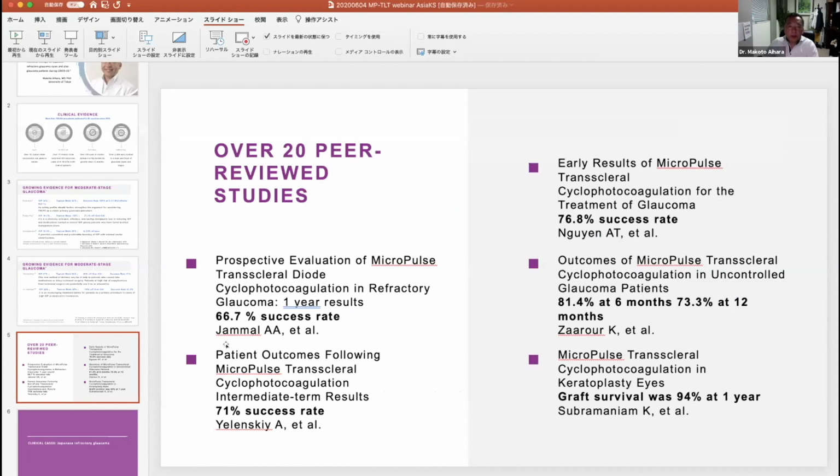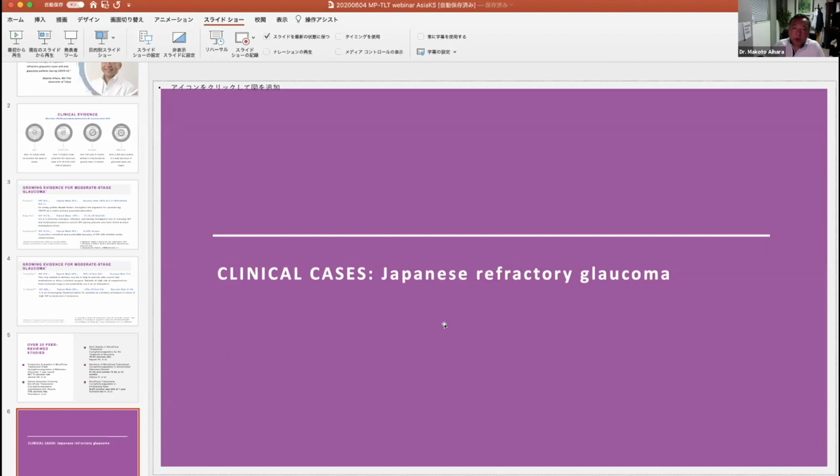And there are also many peer-reviewed studies on MicroPulse TLT, including many situations such as uncontrolled glaucoma patients, keratoplasty eyes, and many complicated cases. So I want to show a Japanese refractory case.